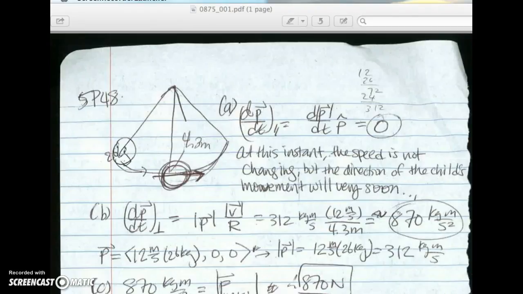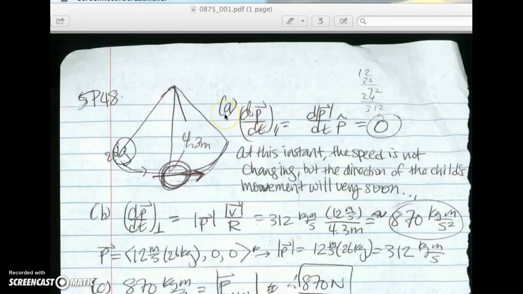uniform circular motion. So this is problem 5P48, where there's basically this kid or Tarzan that's swinging from this rope, and this person is 26 kilograms, and at this instant, at the very bottom, the length of the rope is 4.3 meters, and its horizontal component of velocity is 12 meters per second. Sorry, I didn't write it out, it's right here.